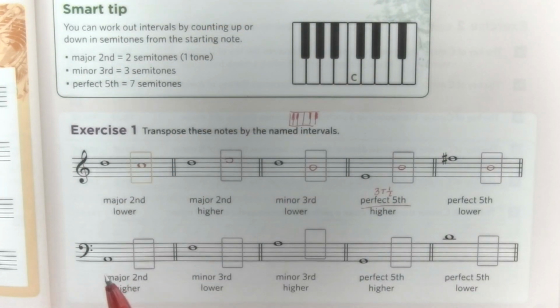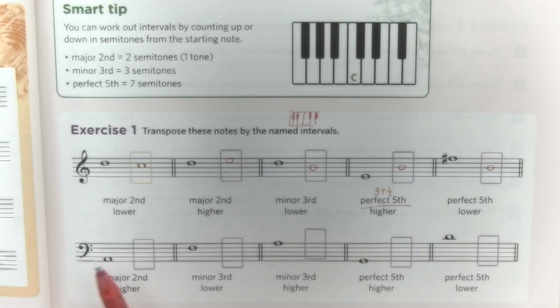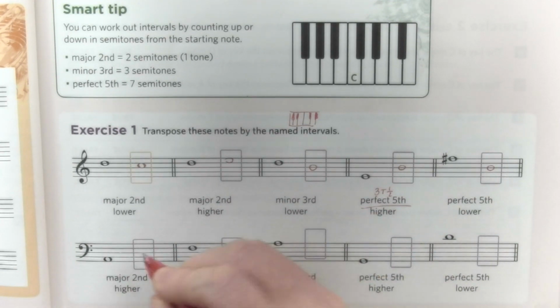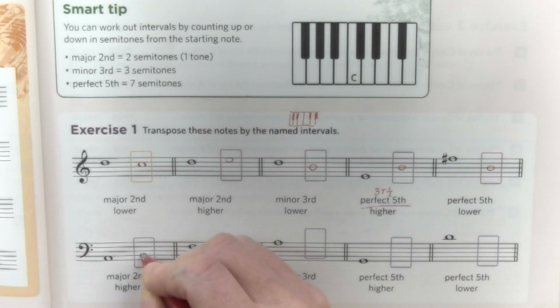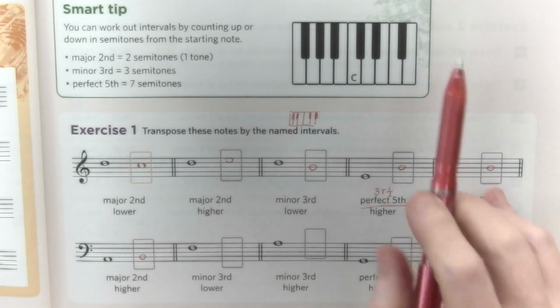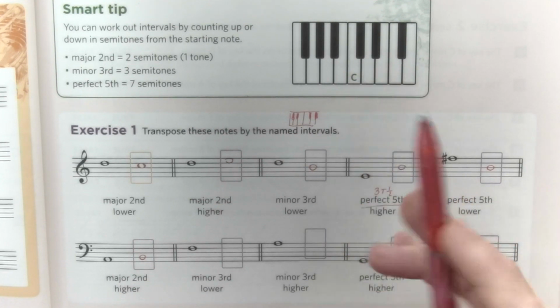Bass clef. Make sure that you read the notes correctly, because if you misread the notes, you don't write the correct answer. A major second from la, A, that would be simply B, 1 above. A minor third from fa is 3 semitones down. So F, 1, 2 and 3. D.